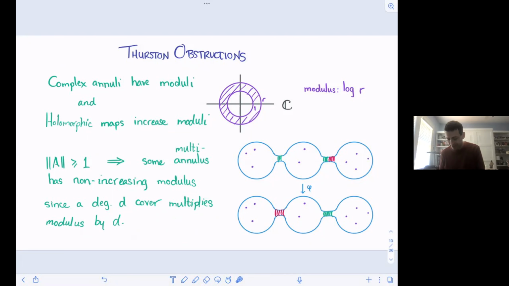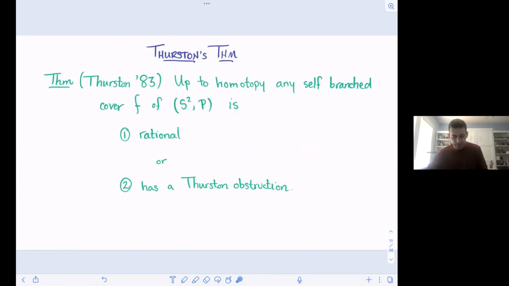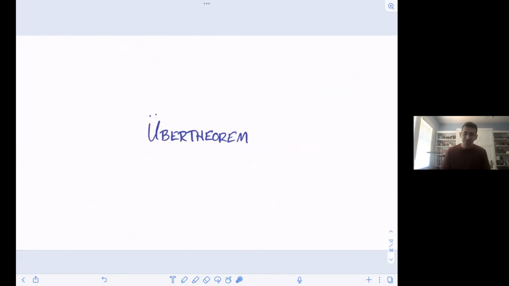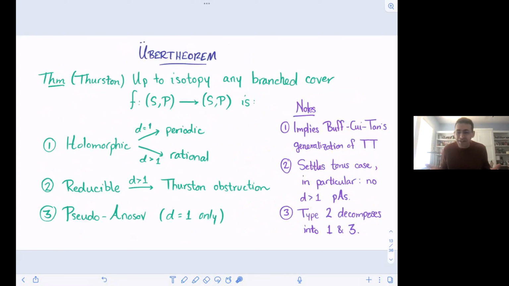All right, good. Okay, so I just put Thurston's theorem up again. Up to homotopy, any self-branched cover is either rational or has one of these Thurston obstructions. All right, so now I'll state the Uber theorem, which combines them both. There's not a lot of depth to this. It's just combining them into one theorem, but I'll explain. Actually, Lift theorem is maybe a little bit more appropriate, but you can name it whatever you want.